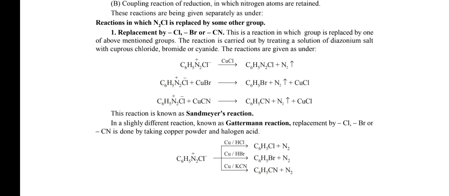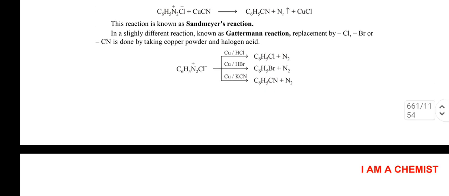In a slightly different reaction known as the Gattermann reaction, replacement by chlorine, bromine or cyano is done by taking copper powder and halogen acid, such as benzene diazonium chloride in the presence of copper and HCl changes into chlorobenzene plus N2.